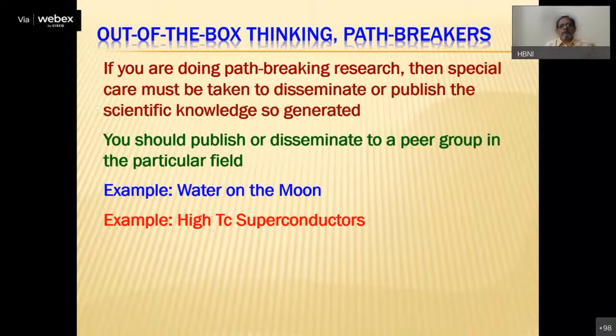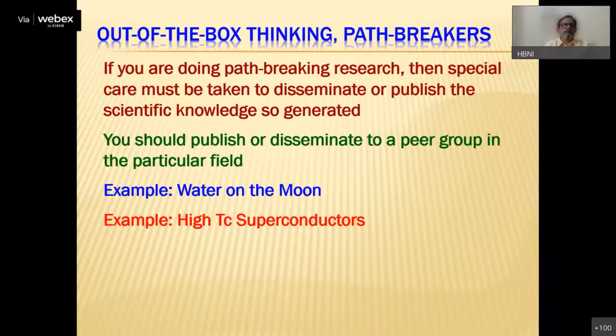Especially when you're a student and you have an out-of-the-box idea or out-of-the-box thinking on a certain problem, you can even be a path breaker. So if you're doing path-breaking research, one must take special care to see to it that the idea or knowledge which you have generated is properly disseminated and published as early as possible.